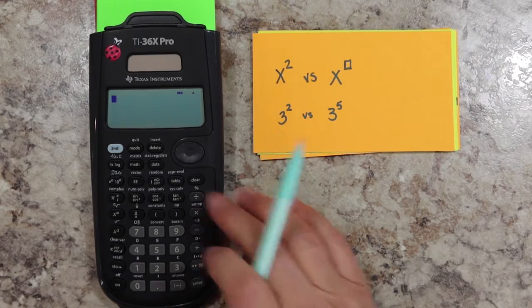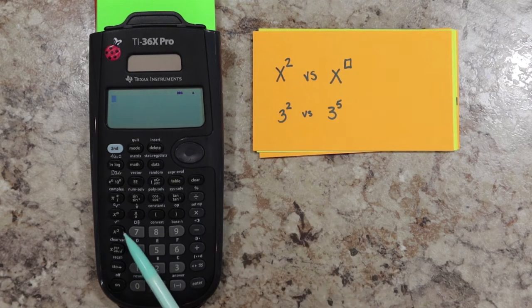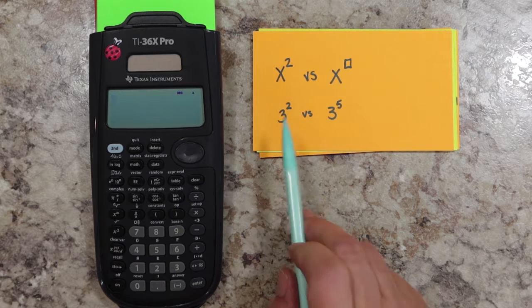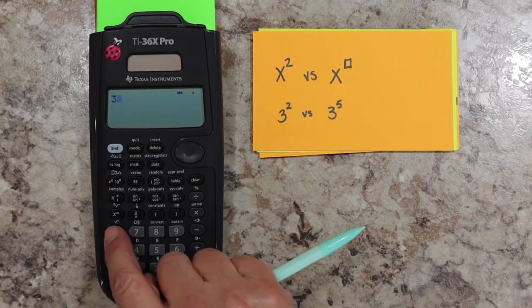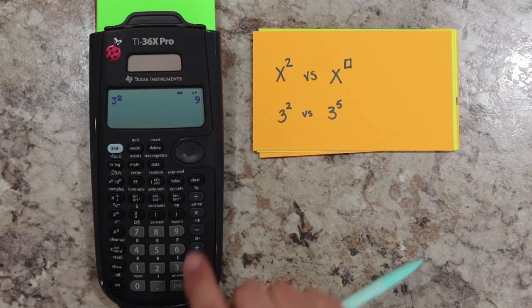All right, now let's look at exponents. If you just have something to the second power, you can use the x to the second button. And it doesn't have to be x to the second, it can be anything. For example, if I want to enter 3 to the second power, I can do 3, hit the x to the second, enter, and it gives me 9.